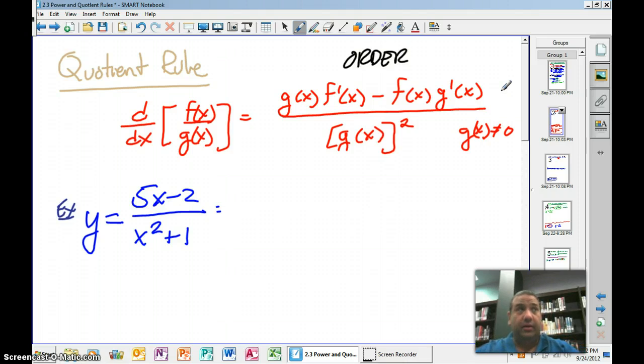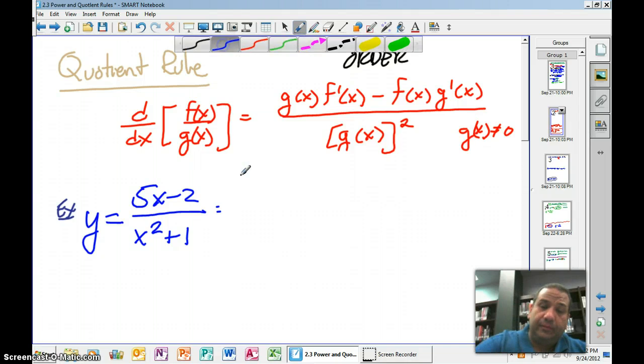Bottom squared. Okay, that's on the bottom. It stays on the bottom. And it's the bottom times the derivative of the top, minus the top times the derivative of the bottom. So let's do this one example, and you'll see it in action. All right, so we're going to do the bottom, and we're going to square it. So you're going to get this.